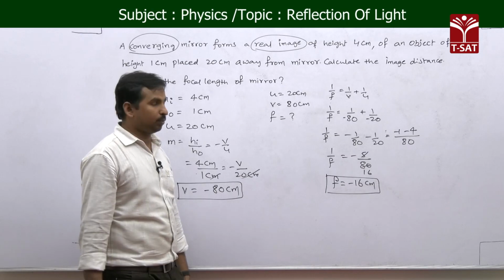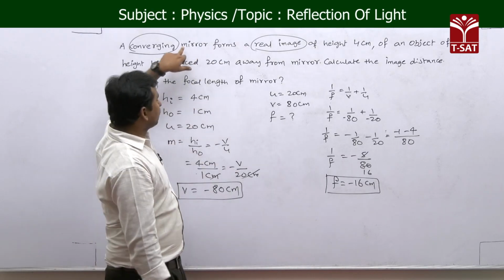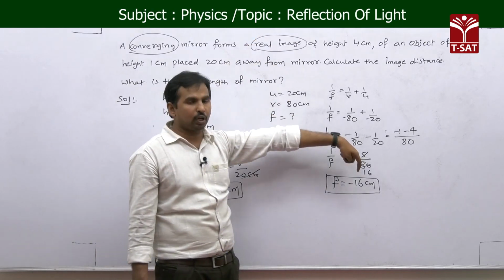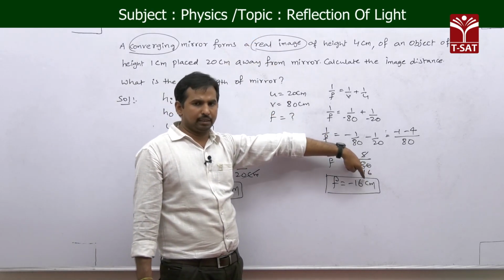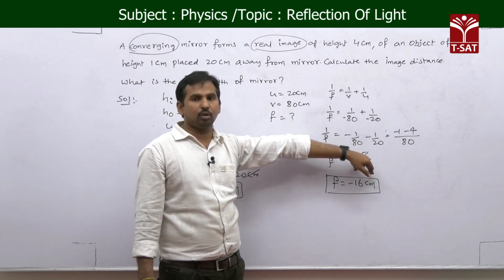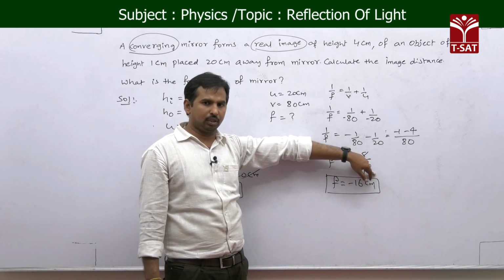And not only that, if you observe here, we are finding for the case of a converging mirror. Converging mirror is a concave mirror, and for a concave mirror the focal length is negative only, as per the sign convention. That's why we got f is equal to minus 16 centimeters.